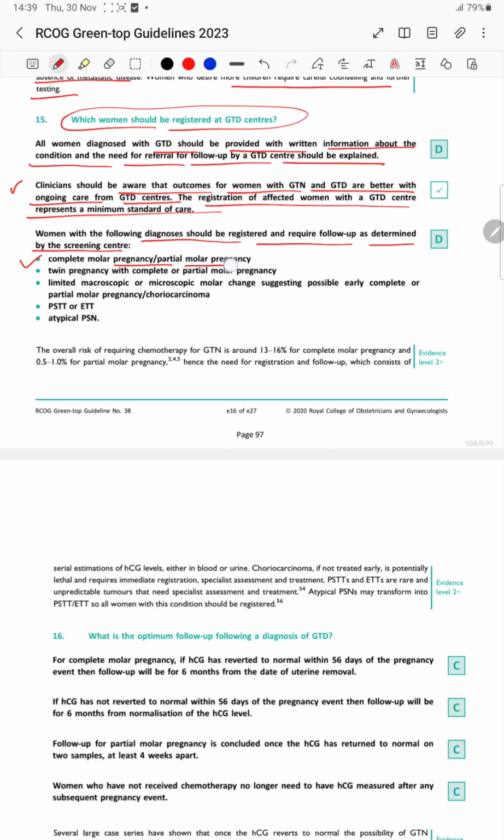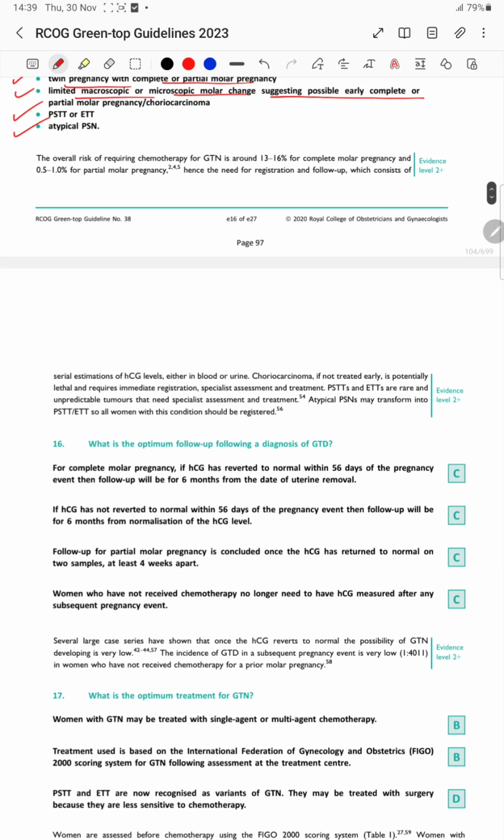complete molar pregnancy, partial molar pregnancy, and twin pregnancy with a complete or partial molar pregnancy. Limited microscopic or macroscopic molar changes suggesting a possible early complete or partial molar pregnancy, choriocarcinoma, PSTT or ETT, and atypical PSN. The overall risk for requiring chemotherapy for GTN is 13 to 16% for complete molar pregnancy and 0.5 to 1% for partial molar pregnancy.